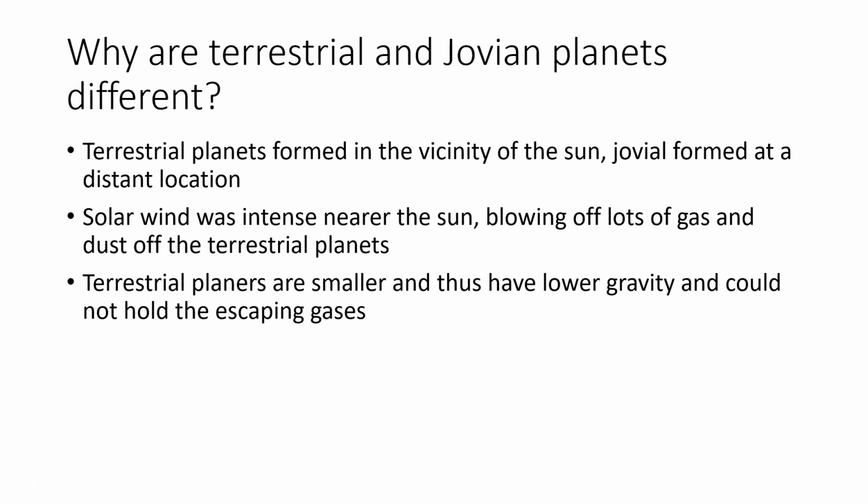And if we look at the terrestrial planets, they are very small, and therefore their lower gravity could not hold the escaping gases. But that is not the case for the Jovian planets, which obviously are farther away from the sun.